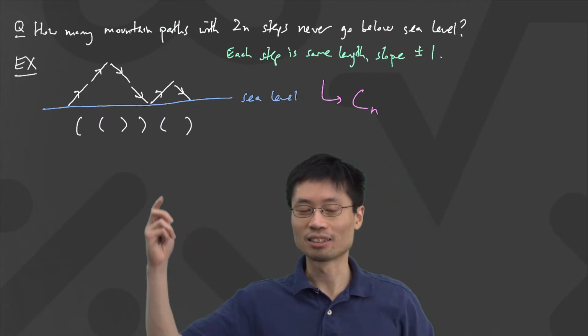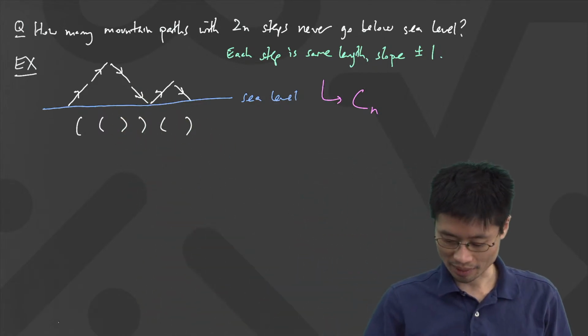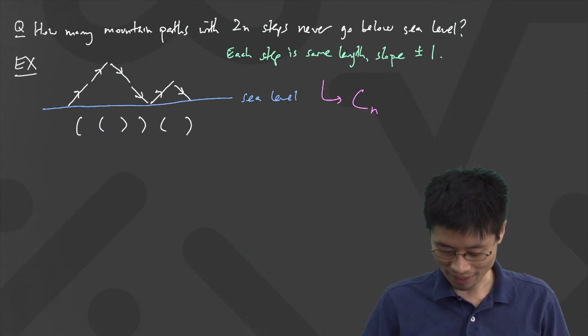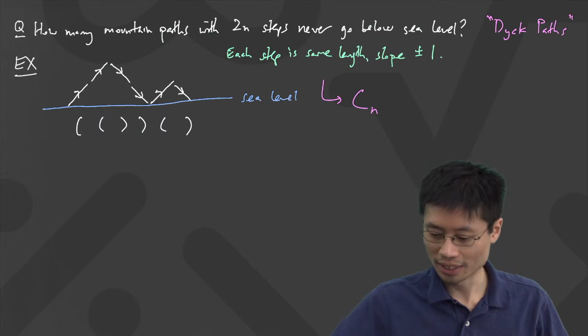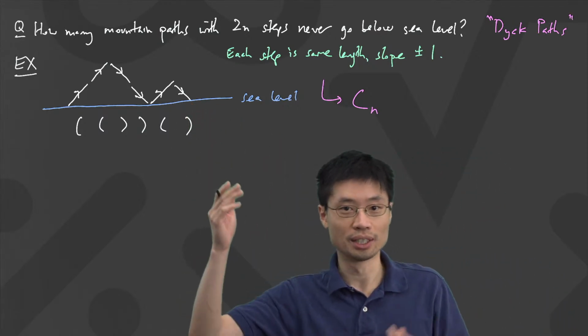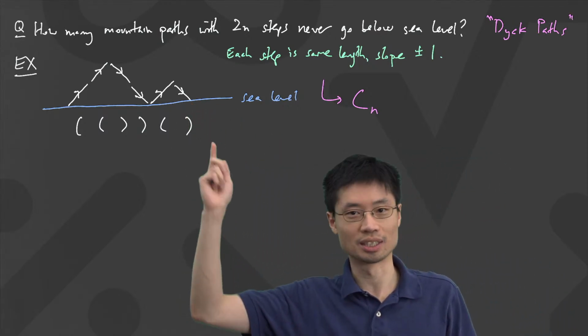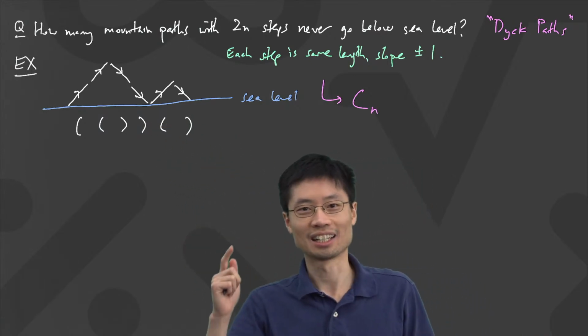All right? And if you see these things, these actually have names. They're not actually called mountain paths. Some other books might call them Dyck paths, D-Y-C-K. And you might imagine these are kind of important. There are actually lots of applications of this. One application of this is called gambling.